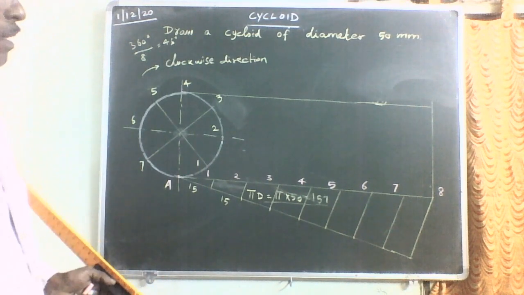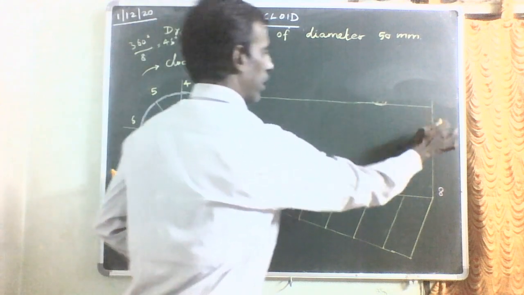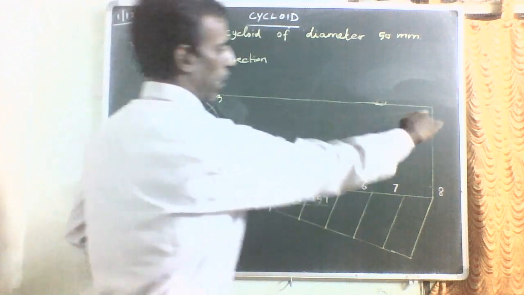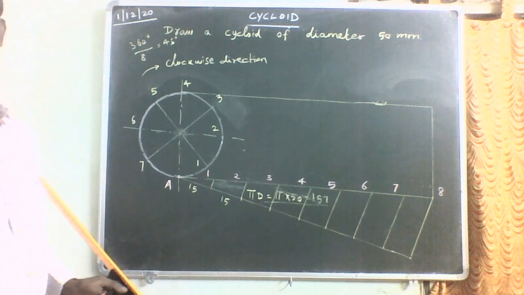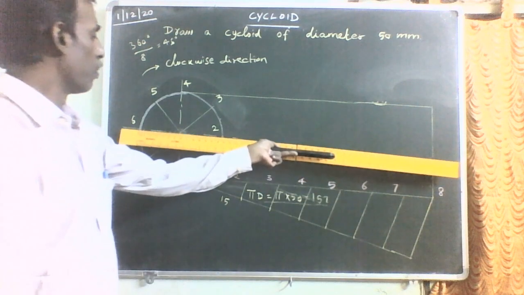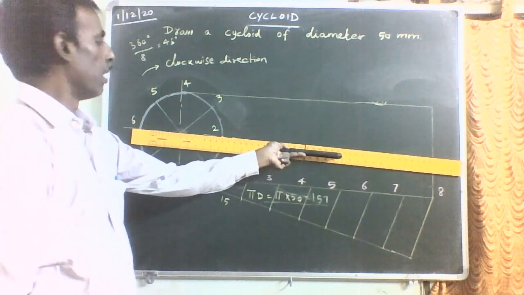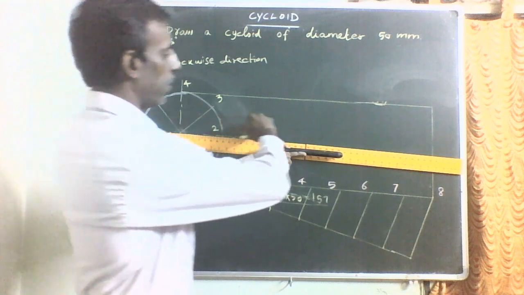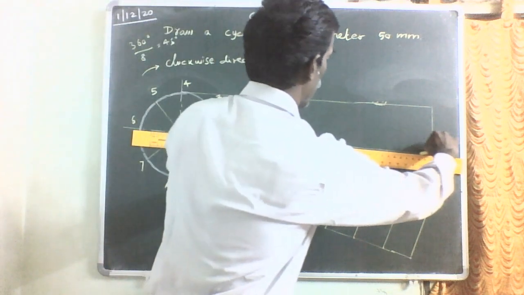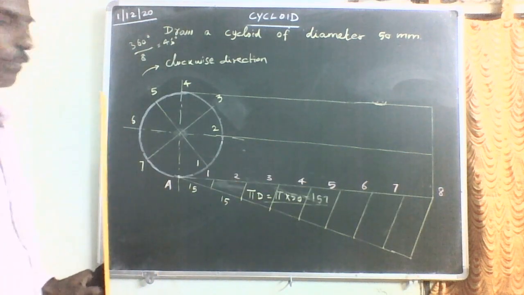Now, why have I drawn this outer boundary? So that the projector line will not extend beyond this boundary, so you can draw the diagram in a neater manner. Now through this center line of the circle, first you draw the horizontal line. You draw one horizontal line through the center of the circle.